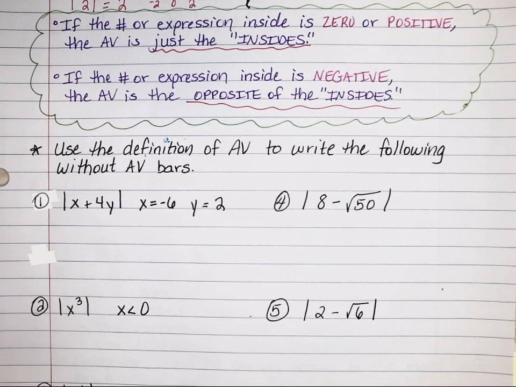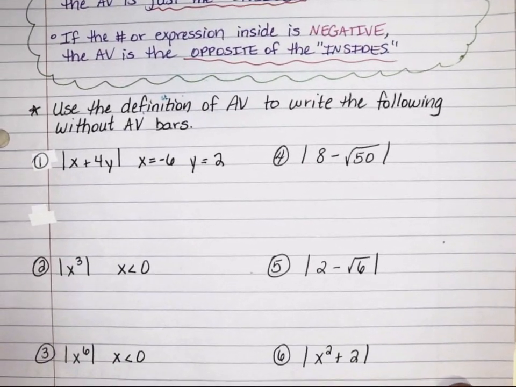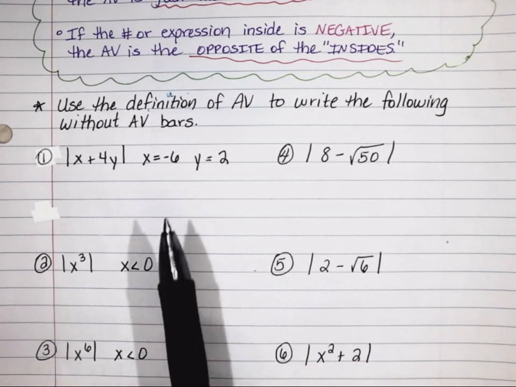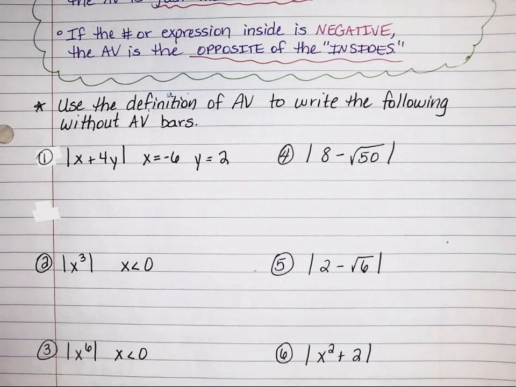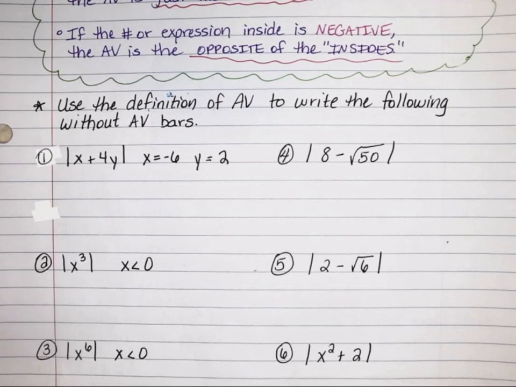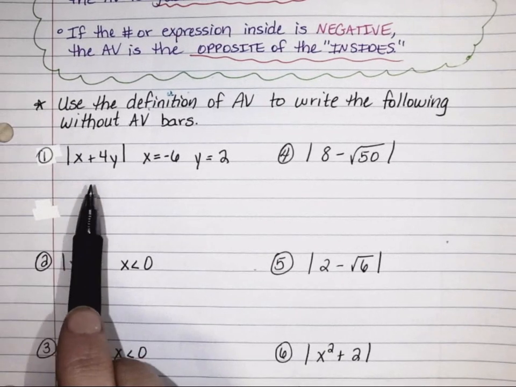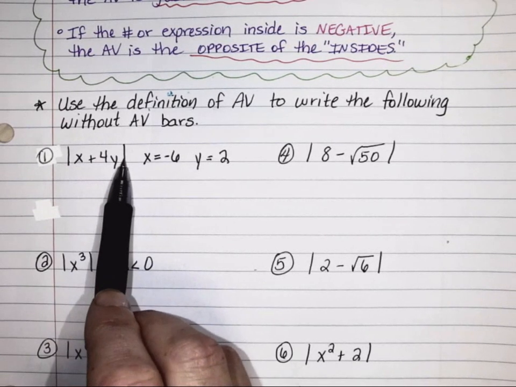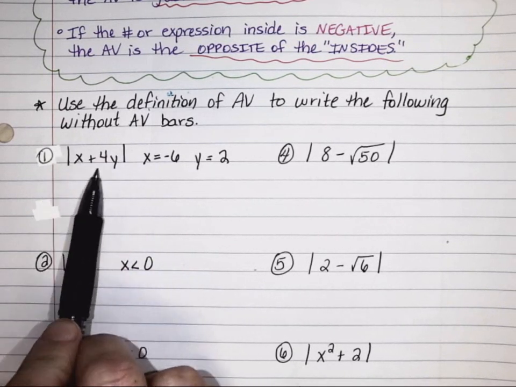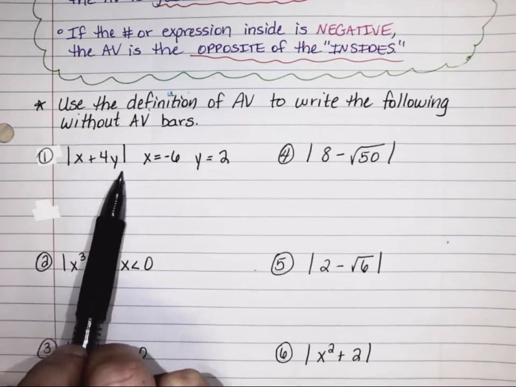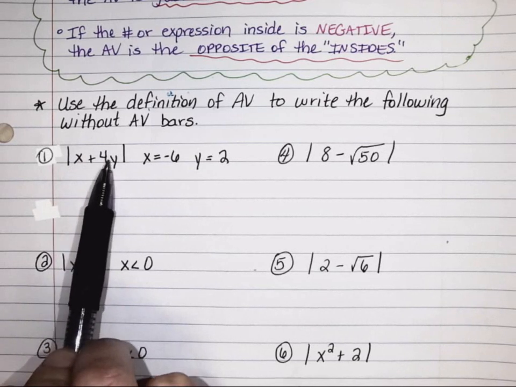So let's practice what we just learned. Just open up your mind and try to absorb this the best you can. Use the definition of absolute value to write the following without absolute value bars. In number 1, we have inside x plus 4y. So this is what we're trying to determine. Am I taking the absolute value and getting x plus 4y? Or am I taking the absolute value and getting negative x minus 4y, the opposite?